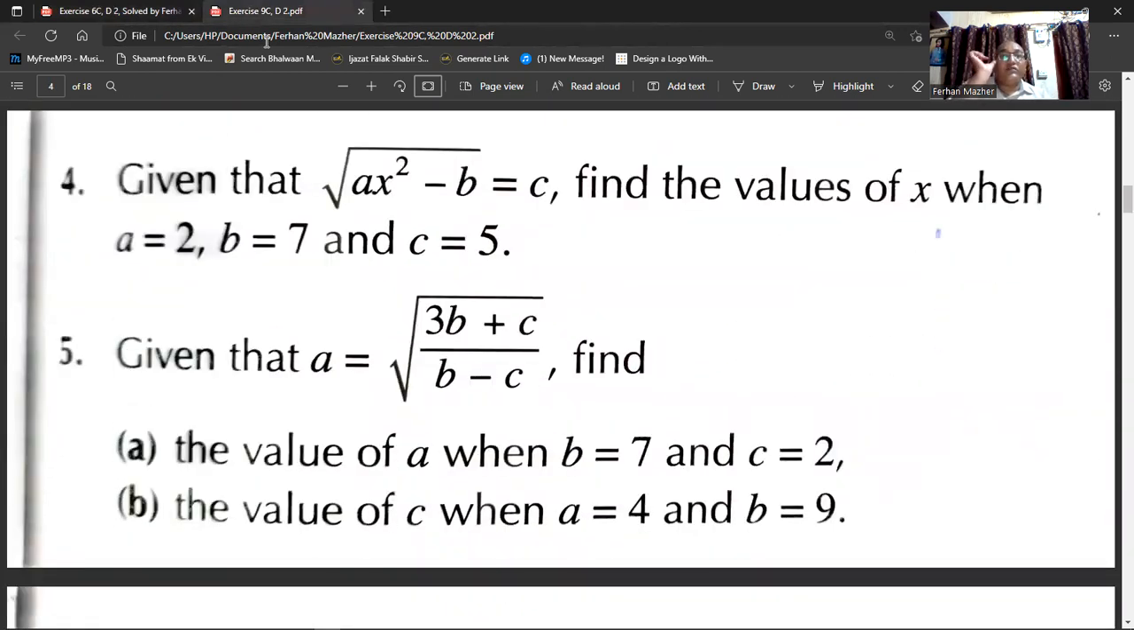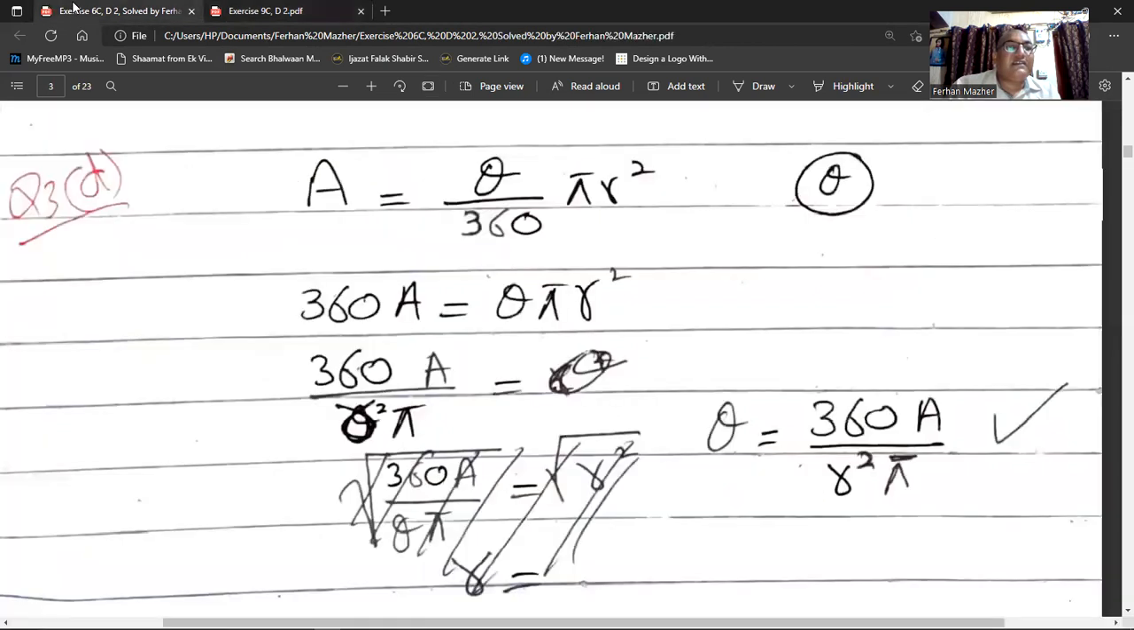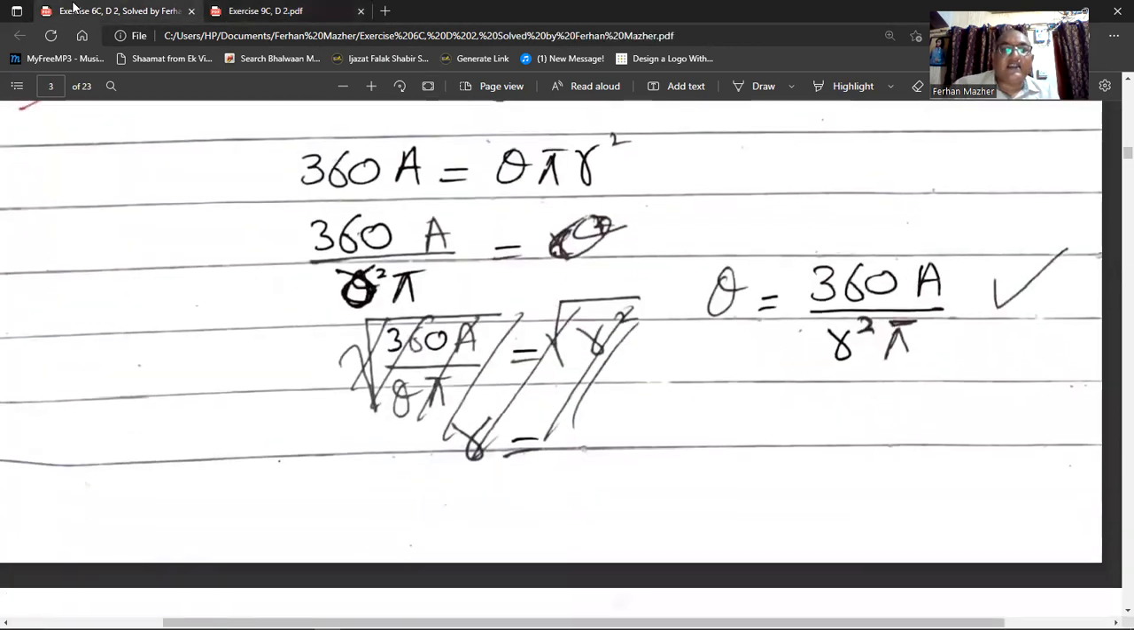Now we are going to question number 4. It says, given that the square root of ax squared minus b equals c, find the values of x when a equals 2, b equals 7, and c equals 5. Okay, so we will substitute these values in that formula, and we will try to find the value of x.